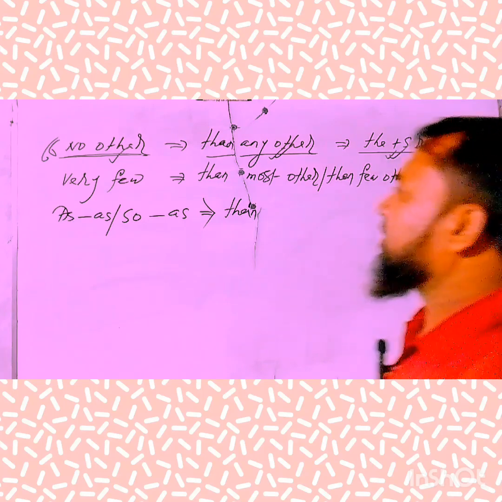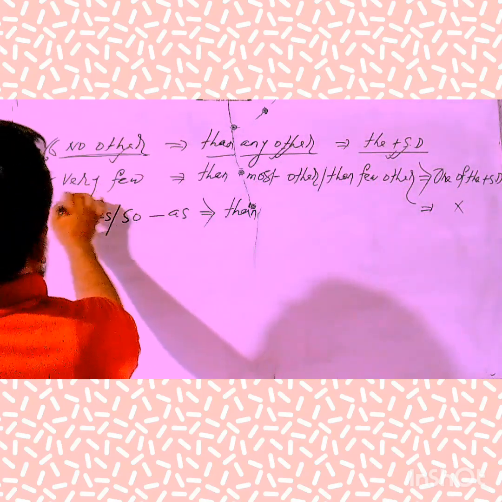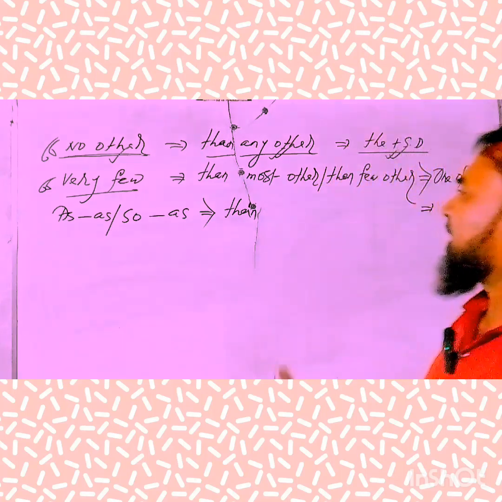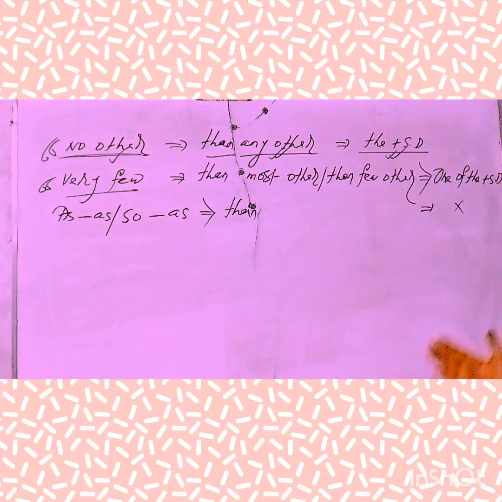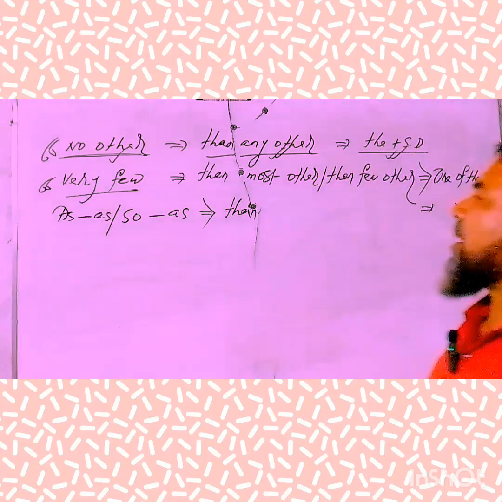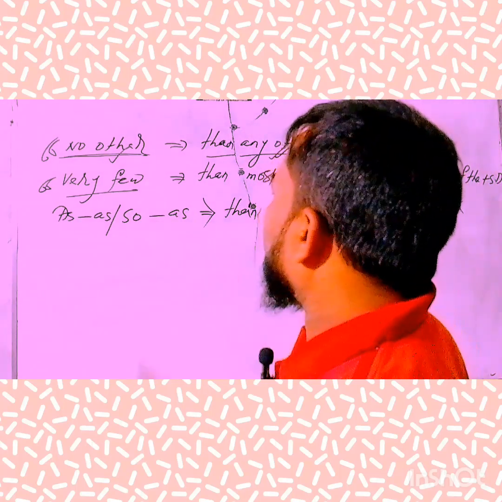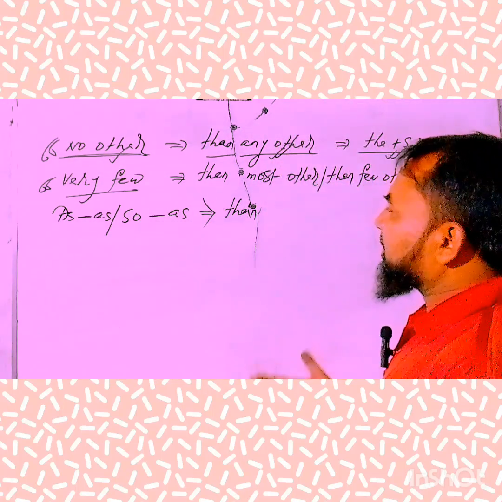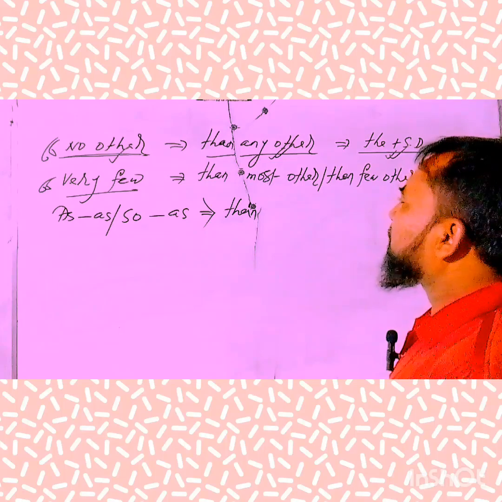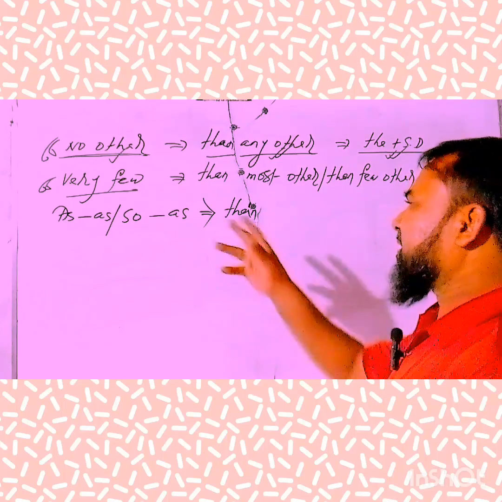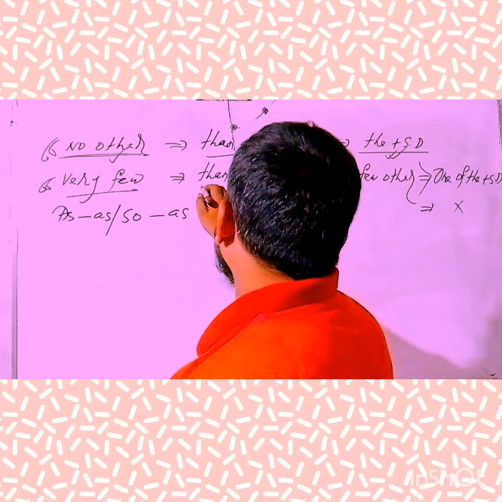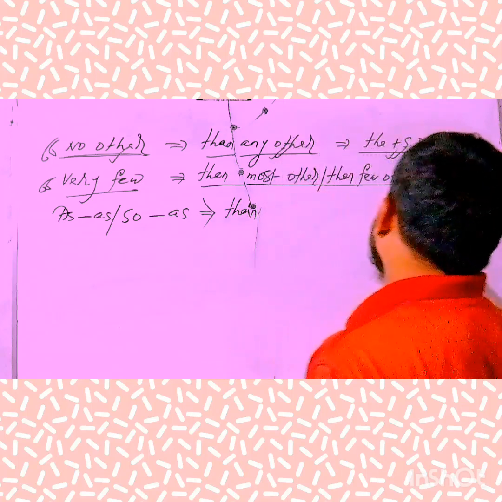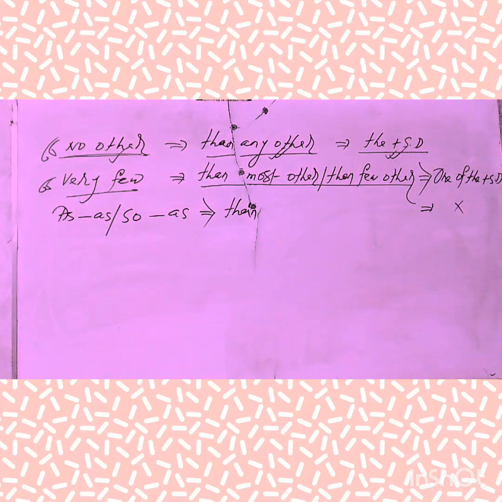Now, second point, very few. There is a great relationship among these three items. Very few is used in a positive degree. If any sentence starts with very few, at the time of converting such a degree into comparative degree, you have to use most other than few other. And at the time of converting such a statement into superlative degree, you will have to use one of the plus SD.